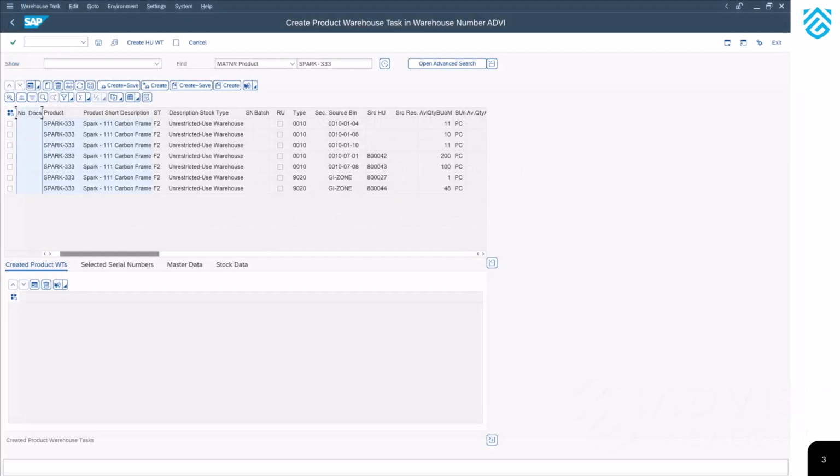A warehouse task contains key information required for operational execution. This includes, among other things, the product name, the source storage type, the source storage bin, and, if applicable, the handling unit involved. It serves as a detailed instruction for the warehouse operator and ensures that the movement is executed in a targeted, efficient, and system-supported manner.